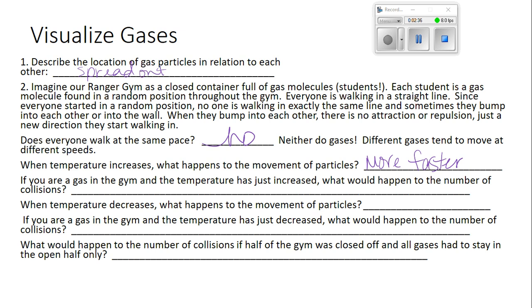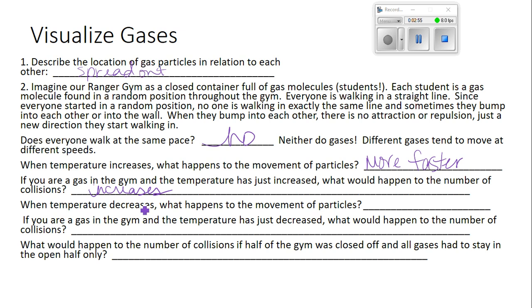If you are a gas in the gym and the temperature has just increased, what would happen to the total number of collisions? They would definitely increase. So think about it. You're walking in a straight line. All these other people in the gym are walking in straight lines. If you start moving faster, chances are you're going to have more collisions.